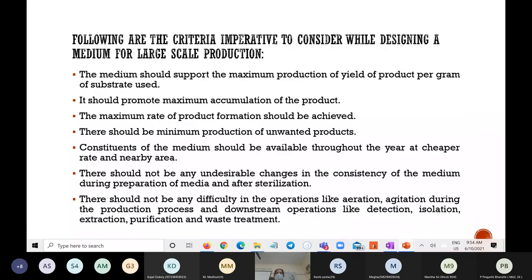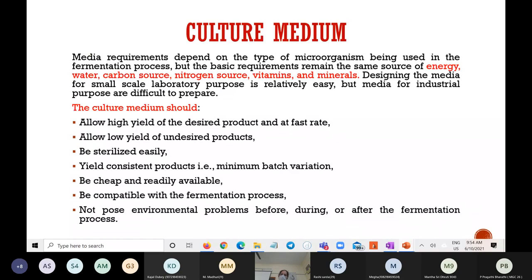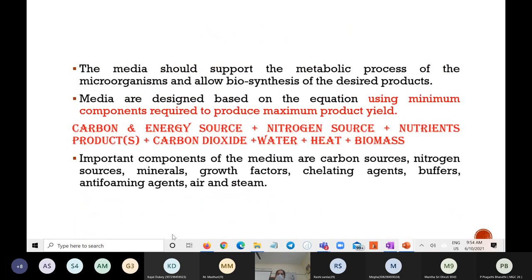Now, what is culture media and what is the requirement for the microbes? Some sources of energy, water, carbon, nitrogen, vitamins and minerals. These are the things required in the culture media, and these are the same points which we have discussed. Now coming to the main thing, how the media is designed. Media are designed based on the equation, using the minimum components required to produce the maximum product yield. Okay, just see this point.